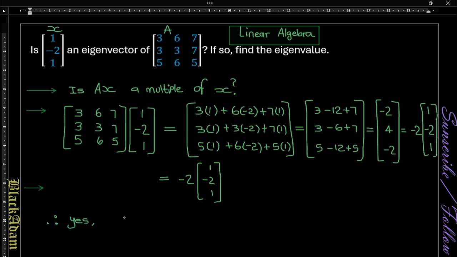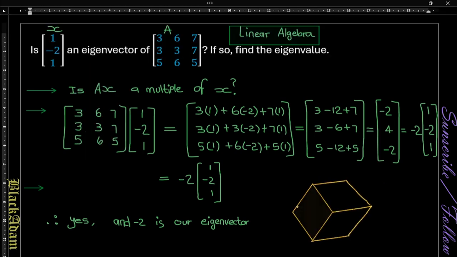And now, therefore, yes, it's an eigenvector, and our eigenvalue is the number that we factor out, so negative 2 is our eigenvalue. So that's how we solve it. It's our eigenvector, and negative 2 is the eigenvalue.